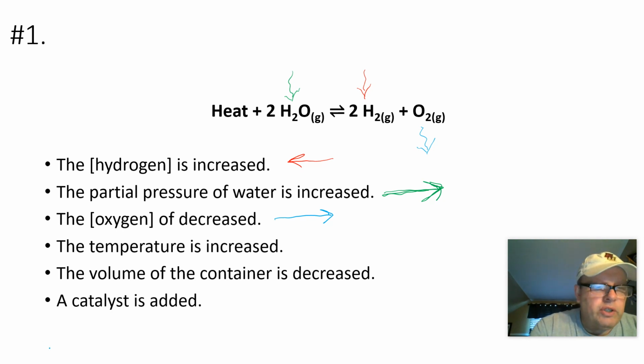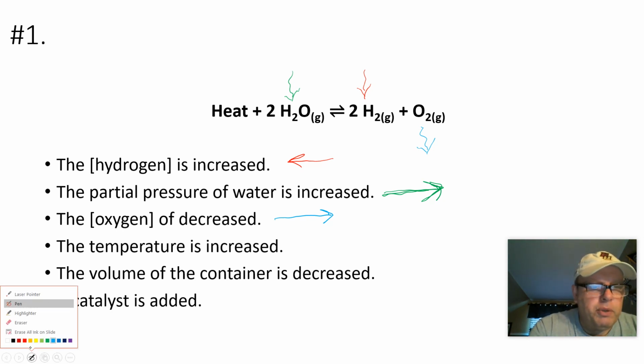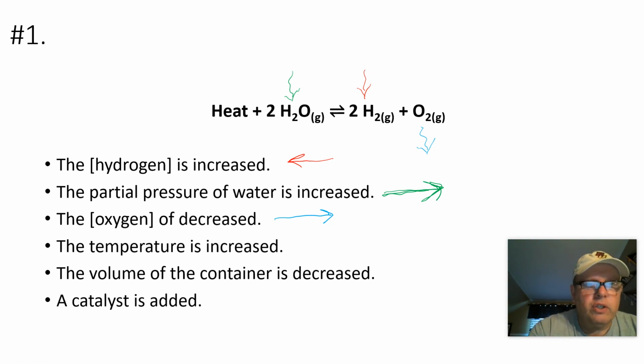Temperature is increased. Think of temperature now as energy and just as a whole other reactant, just as something else there. So I'm going to add heat. If I add heat, it's going to try to get rid of that heat. So it's going to push equilibrium to the right to get rid of or dissipate the heat.